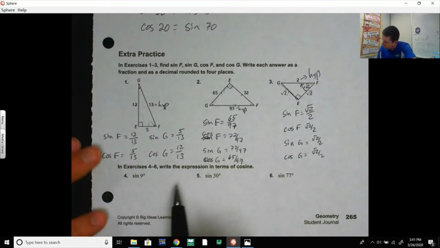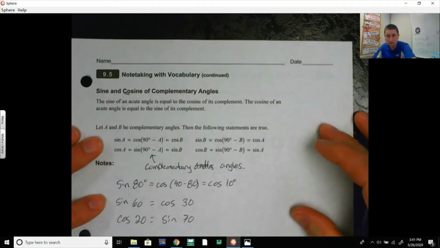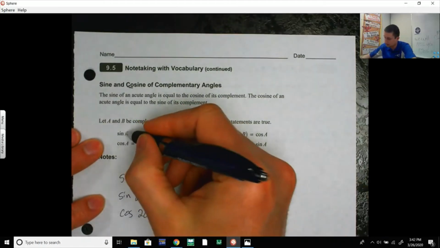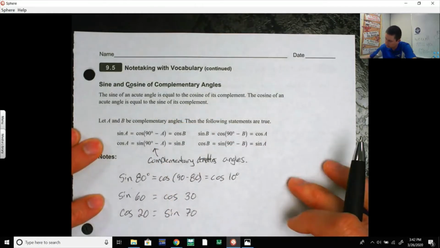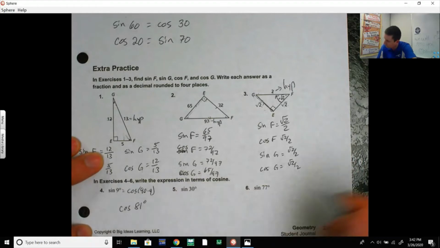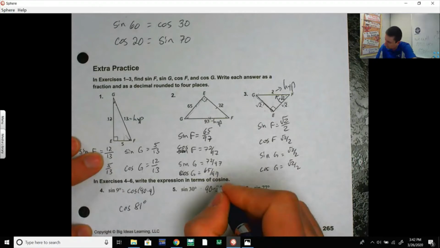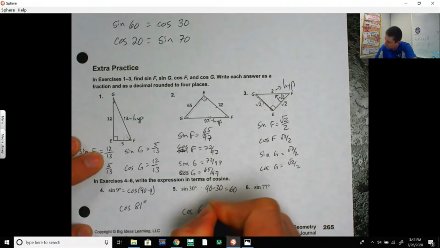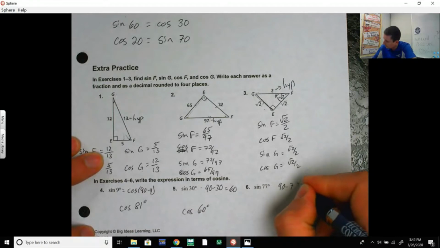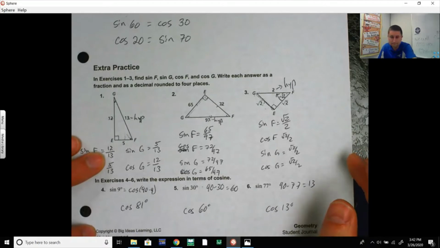4 through 6, write the expression in terms of cosine. So the sine of 9, this is where we're using this formula up here. So the sine of 9 would be the cosine of 90 minus 9, which would be the cosine of 81 degrees. Sine of 60, so we take 90 minus 30, sorry, there's 60, you get 60. So it's the cosine of 60 degrees. 90 minus 77 is 13, so that's the cosine of 13 degrees. So all you're doing on those, take 90 minus the angle.